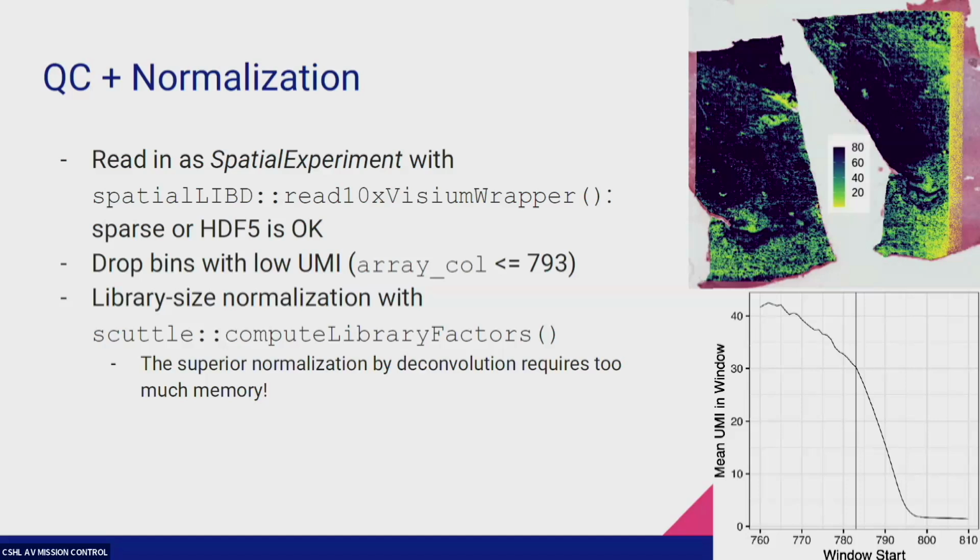You can read it in as a sparse or HDF5 matrix. The data is so sparse that it's not too big in memory in sparse format, so you can have it fully in memory. Then we do a very basic library size normalization, because that doesn't blow up in memory like some better techniques.